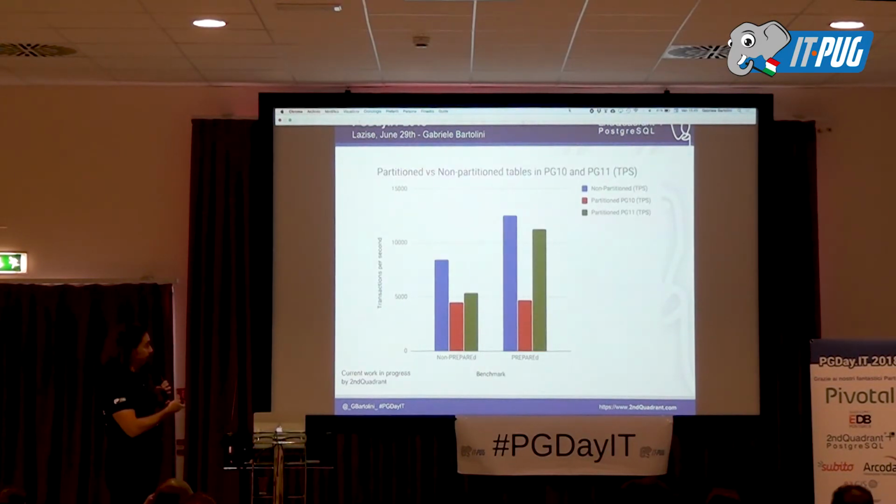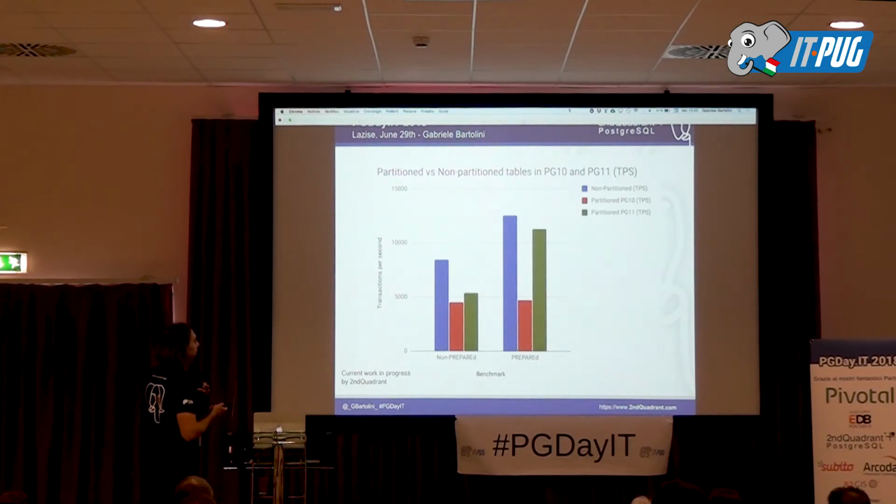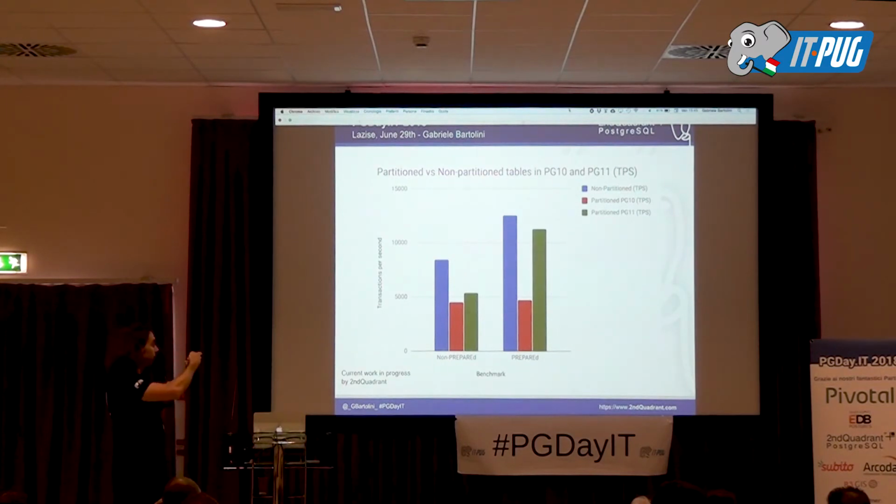This is the work that David did for 11, the prepared statements, the pruning at runtime. You can see that for prepared statements, 11, which is the green one, is almost the same as having one single table, which is the best scenario for prepared statements. So it means if you have Java applications or Python applications that use prepared statements, you will see a lot of benefit from 11.